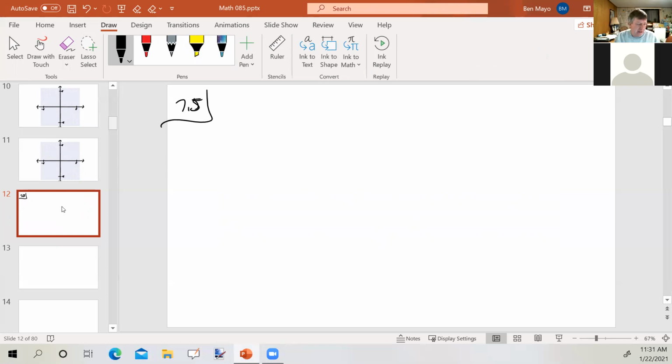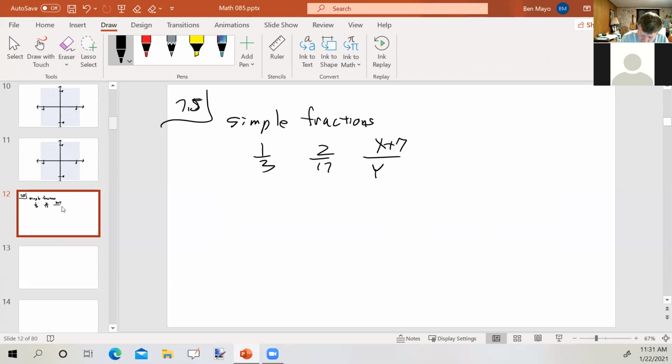So first of all, let's look at what is a simple fraction and what is a complex fraction. Here are some examples of simple fractions: 1/3, 2/17, x plus 7 over y minus 2. A simple fraction has a numerator and a denominator.